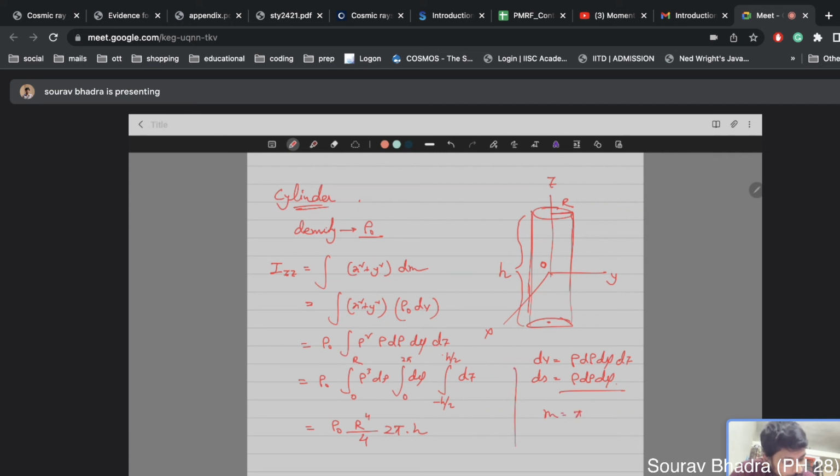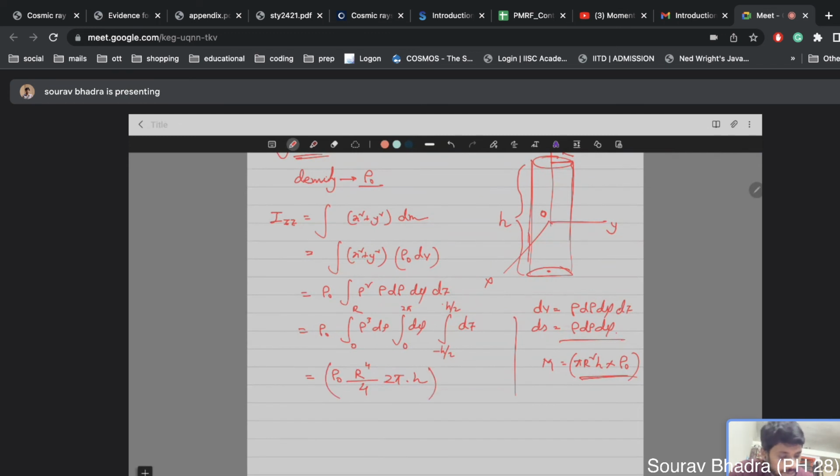Now the mass of this cylinder is the volume of the cylinder, that is pi r squared h, times the density. So this is the mass of the system, let us call it capital M. If you manipulate this expression and include the mass, you will get the result half M r squared. So this is your Izz for a symmetrical cylinder.